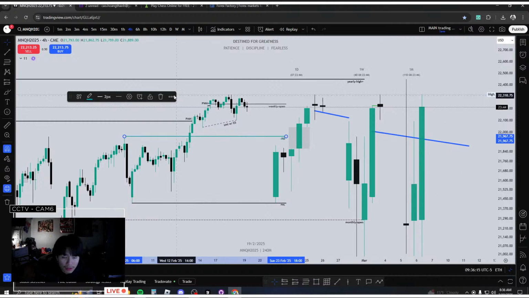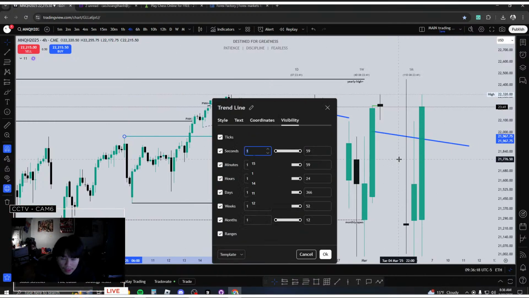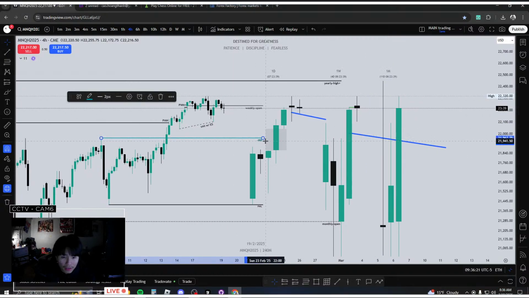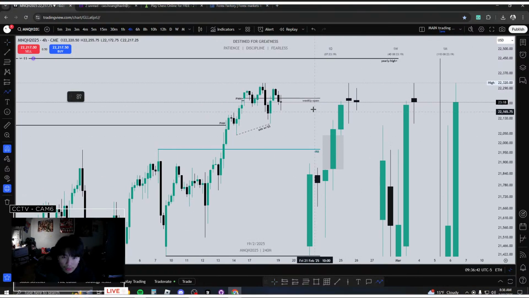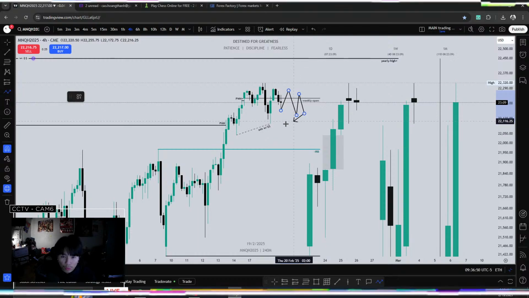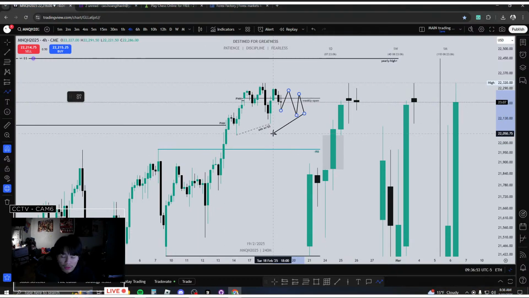Let me do this immediate rebalance here, because if we don't trade back into this blue line, denoted by that IRB, immediate rebalance, then that means we're going to create a weekly fair value gap. Depending on how we close during this weekly candle would tell me if we're going to rebalance the weekly fair value gap if we create one. So let's just say we end up consolidating this upcoming Thursday and Friday, and we create a weekly fair value gap.